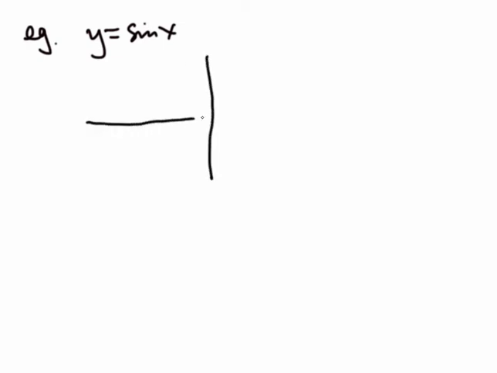Okay, let's now look at a few examples of how to apply some of those definitions that I gave you. So let's start with an example. Let's take the function y equals sine x. And that's a terrible axis. Sorry, these graphs are not going to be that great.